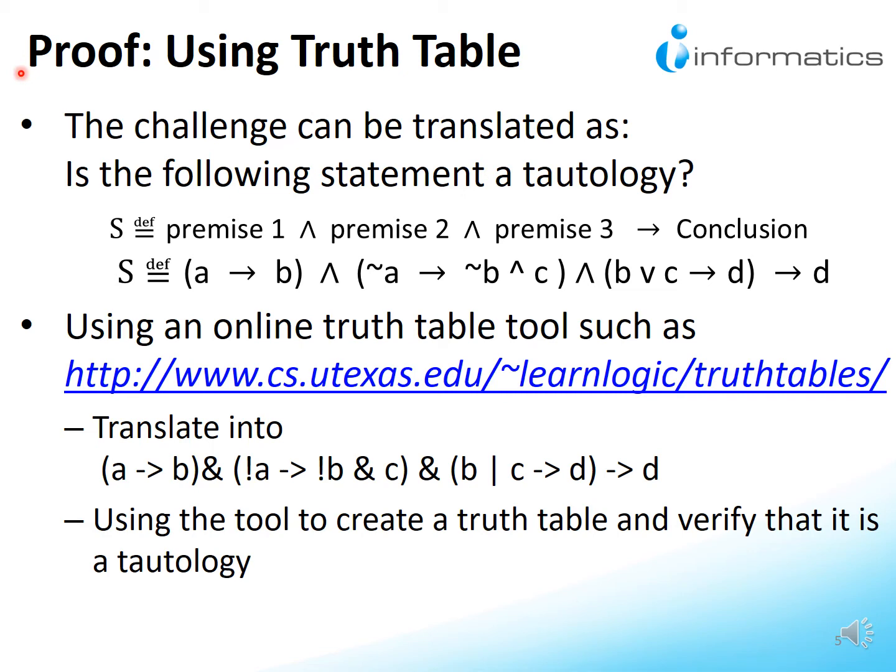One way to prove the argument is using a truth table. What we want is to prove that premise 1 and premise 2 and premise 3 implies conclusion is a tautology. We can use an online truth table tool such as the one provided by UT Texas. First, we translate the argument into text format, and then we visit the online tool to verify that it is a tautology.